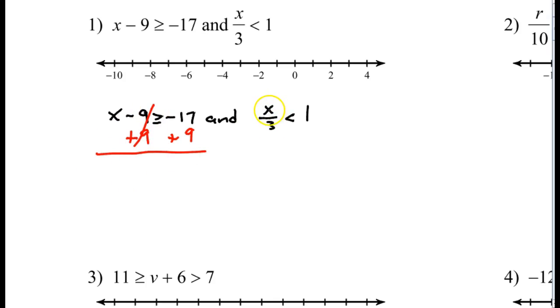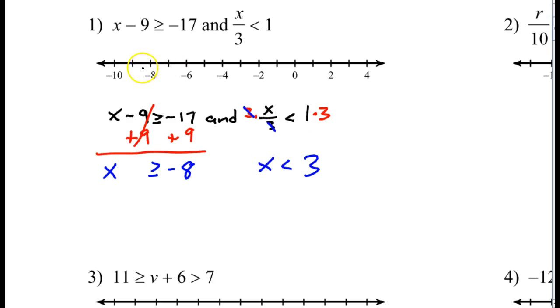On the right-hand side, this is divided by. Remember, a fraction is division, so you have to multiply on top, both sides. So we end up with x is greater than or equal to, what is that? Negative 6? It's 8. Negative 8. And we have the same number top and bottom that cancel out here, so we get x is less than 1 times 3.